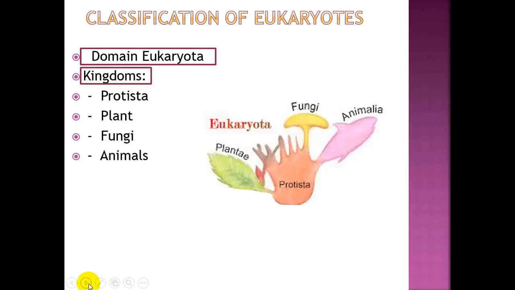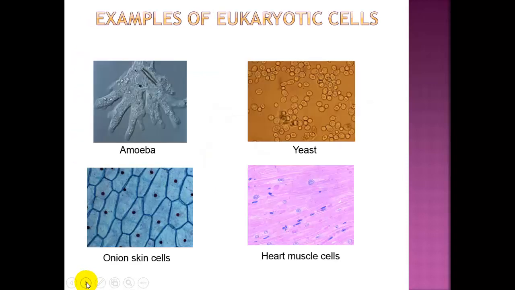In terms of classification, the domain Eukarya has 4 kingdoms. Those are the Protista, the plant, the fungi, and the animals. Shown here are a few examples of eukaryotes: an amoeba, which is a protista, yeast cells, examples of fungi, onion skin cells, example of plant cells of course, and heart muscle cells, example of animal cells.